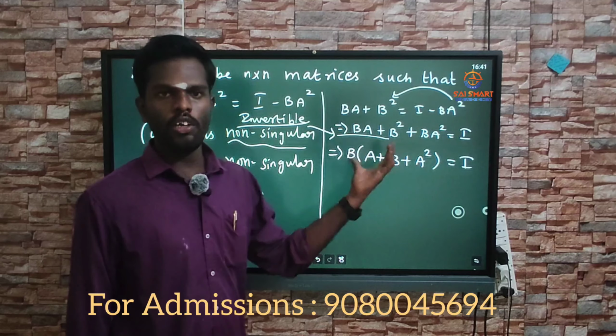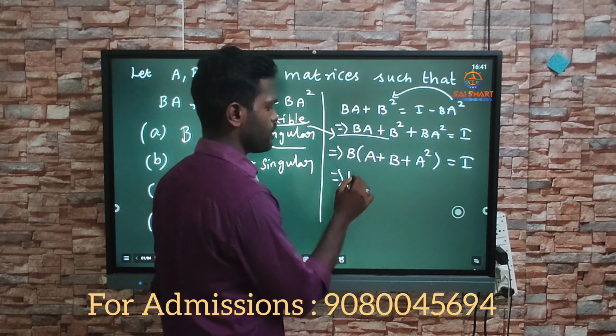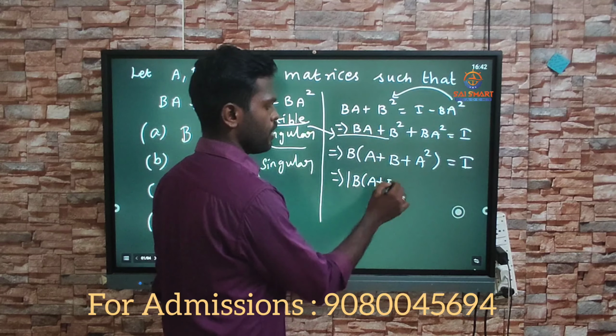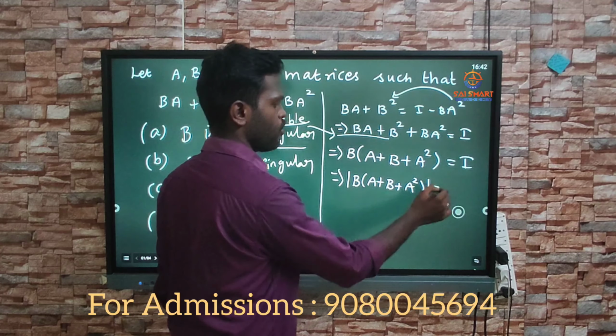Now take the determinant on both sides. Determinant of B into A plus B plus A squared equals determinant of I.